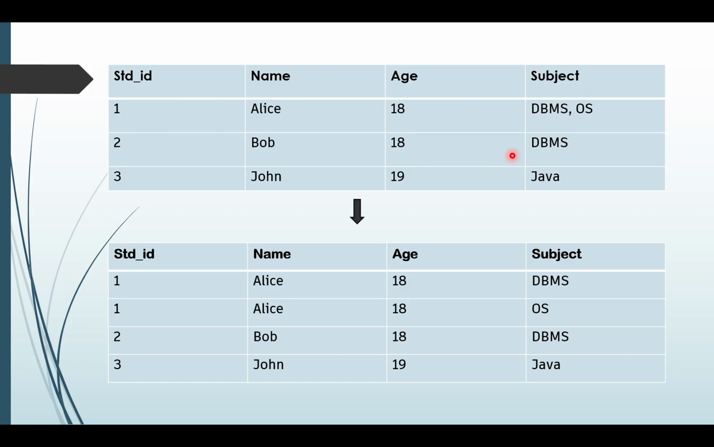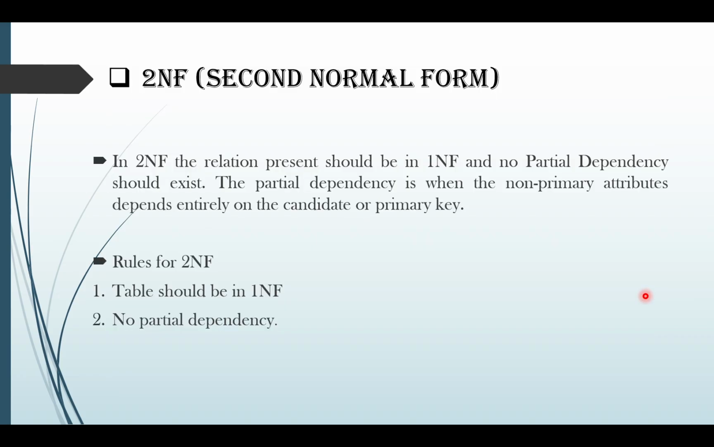This table is not in 1NF form because this cell has two values, that is DBMS and OS. It is not having atomic values. Now to convert it into 1NF we have to insert values like this, like DBMS and OS should be written separately, and now the table is converted into 1NF. Let's see 2NF, that is second normal form.